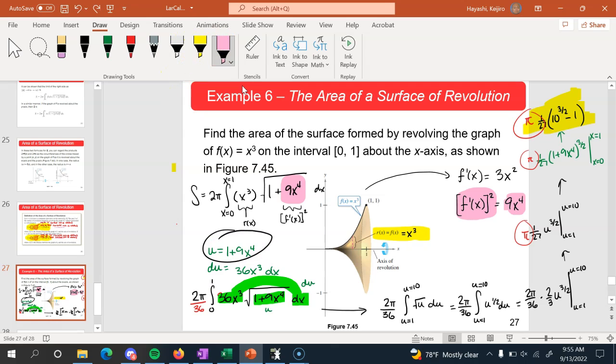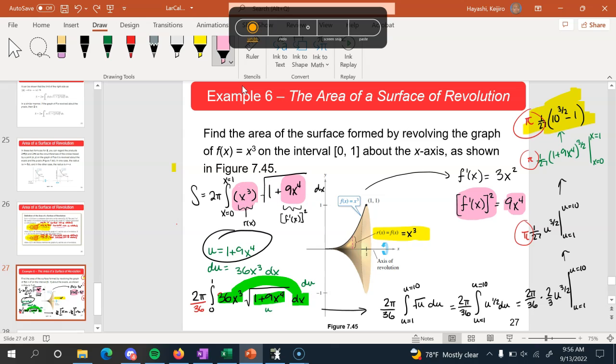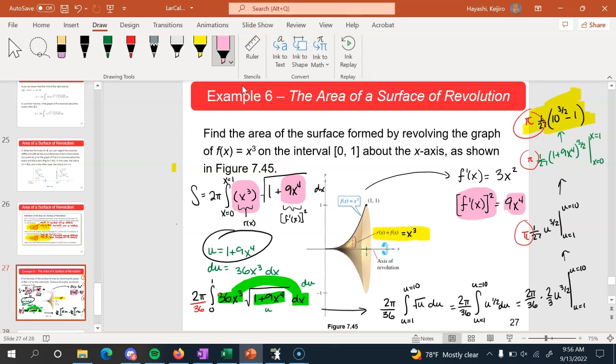And that's going to be possible because the part that's going to be your U is likely going to be the entire expression underneath the square root. And then your du is going to incorporate that bit that's on the outside of the square root.